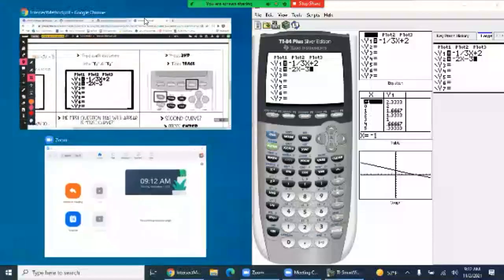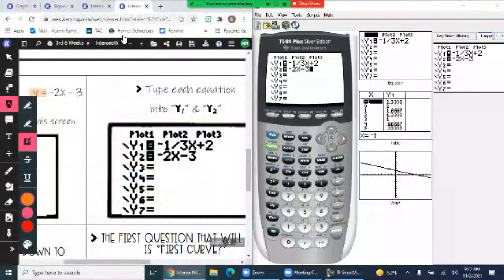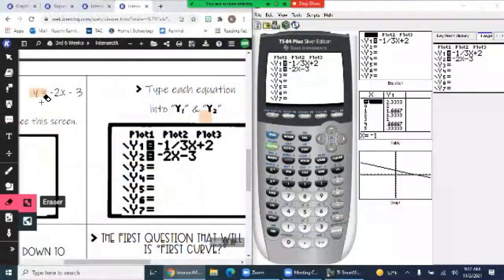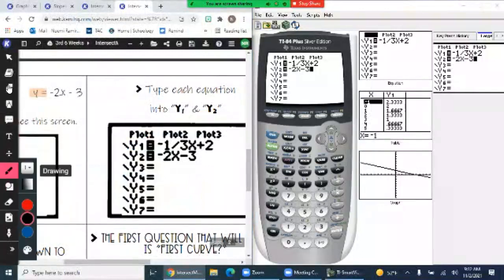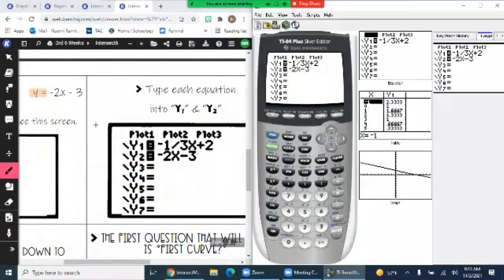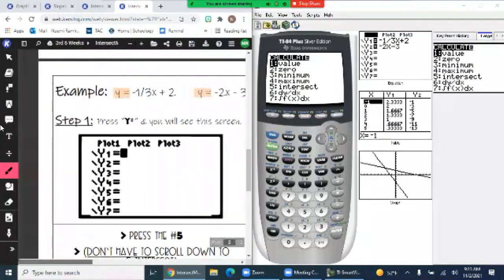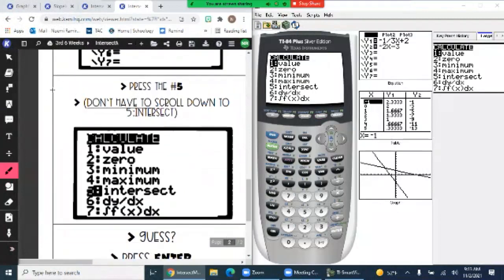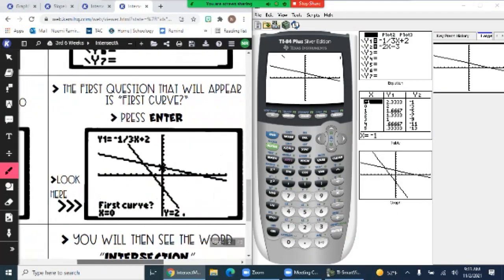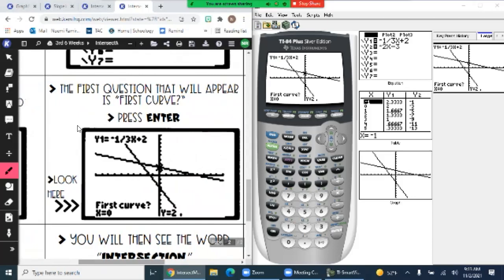From there, you're going to press second trace, second trace, second trace. And now you should be seeing this screen. When you come across this screen, you don't have to scroll down. You just have to press the number 5. Now, the number 5 is where they intersect. Remember, the whole point of solving a system of equations is trying to figure out where the lines cross, or do they cross at all?